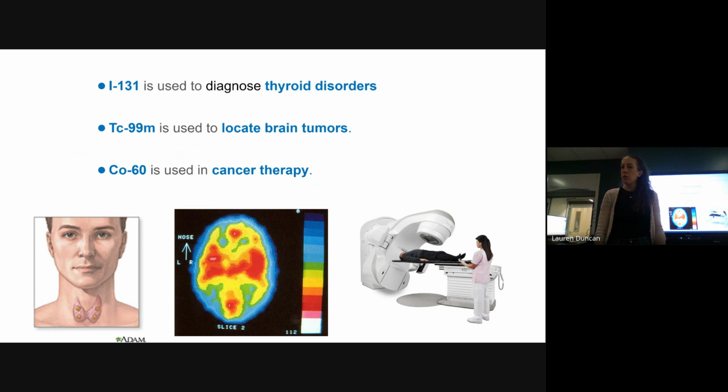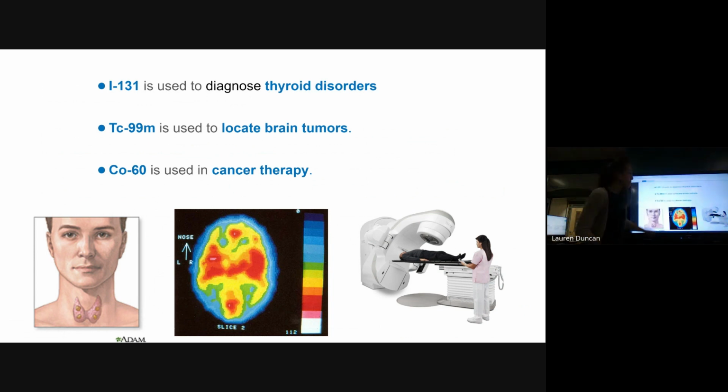All right, there's your three medical isotopes. Iodine, I for thyroid, I and thigh, I don't know. Tc-99m is for brain tumor location, and cobalt-60 is used in cancer therapy.